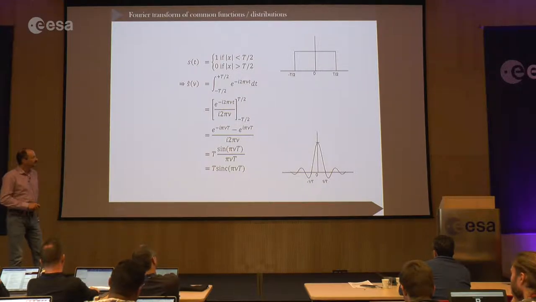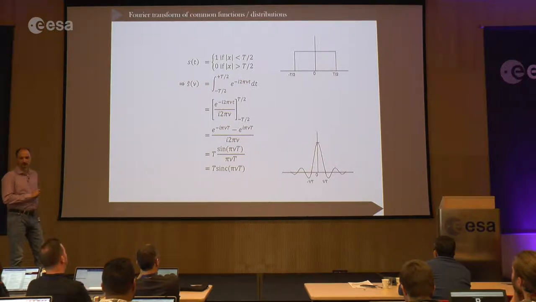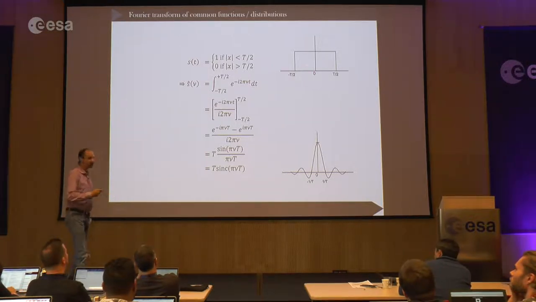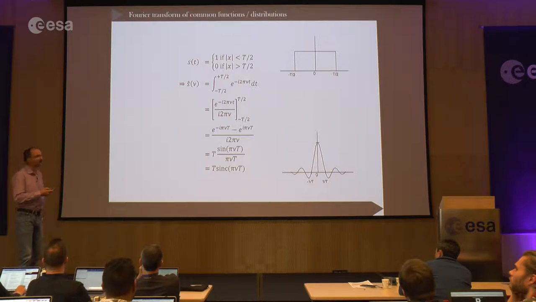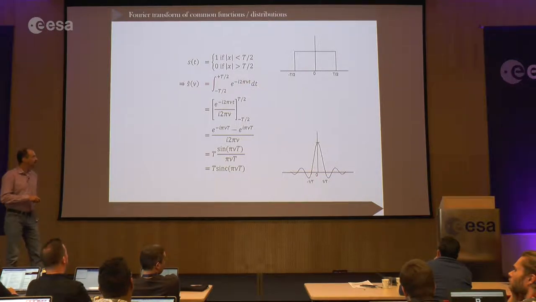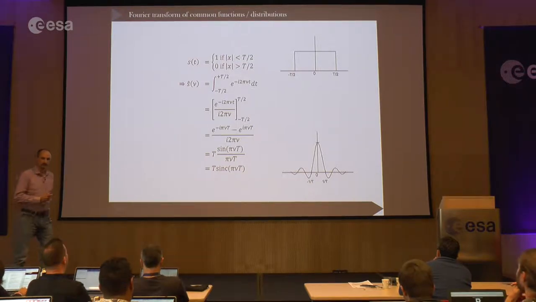So the analogy with optics would be the Airy disk that you get when you compute the Fourier transform of an aperture. So in 1D, if you have a spectrometer with a slit, the Fourier transform of the slit will give you this, and the modulus squared of that will give you the PSF of your instrument, basically.